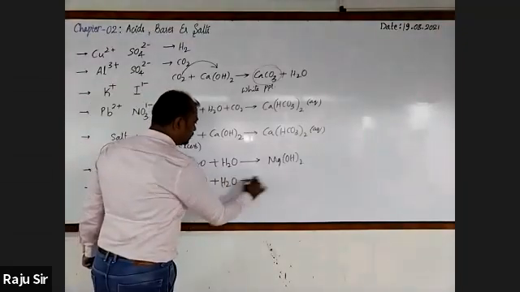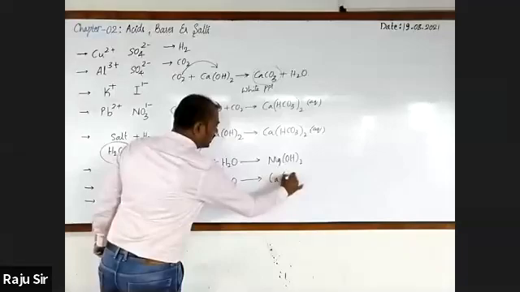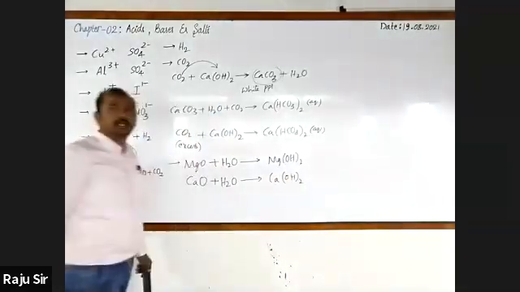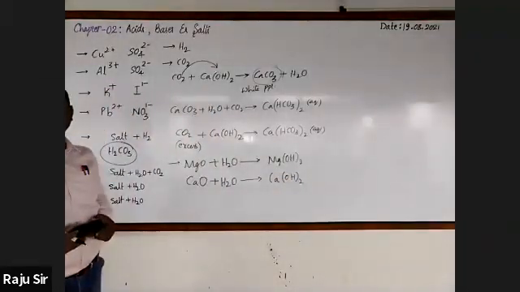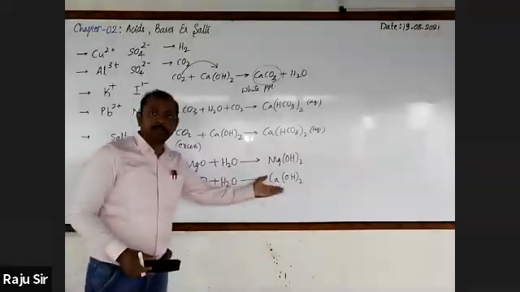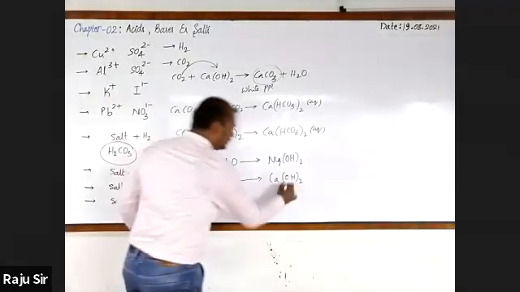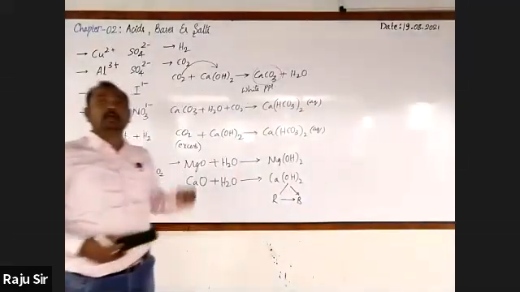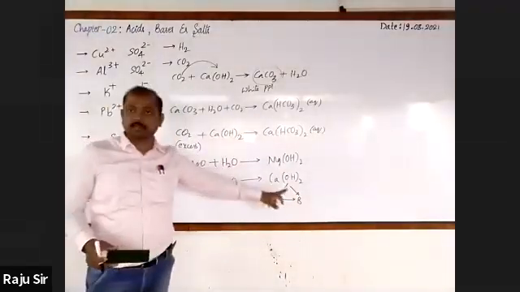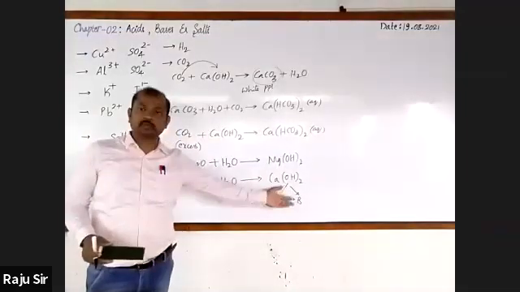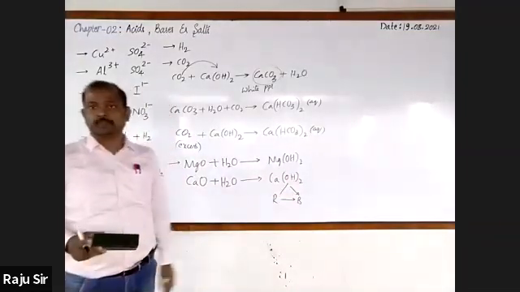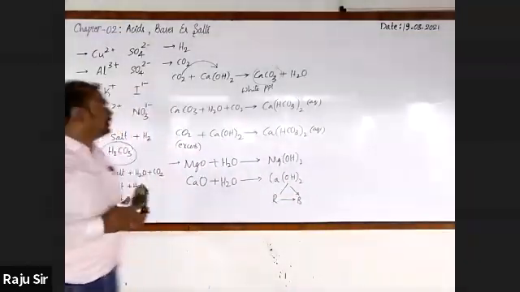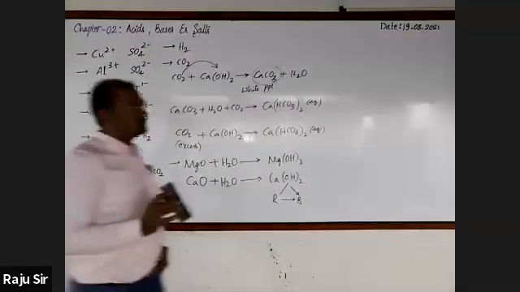In the same way, if I take calcium oxide, when it is dissolved in water, calcium hydroxide, Ca(OH)2, is produced. It is also basic in nature because it turns red litmus to blue. When red litmus paper is dipped into calcium hydroxide solution, it changes to blue. Followed? This much was discussed in the last class.